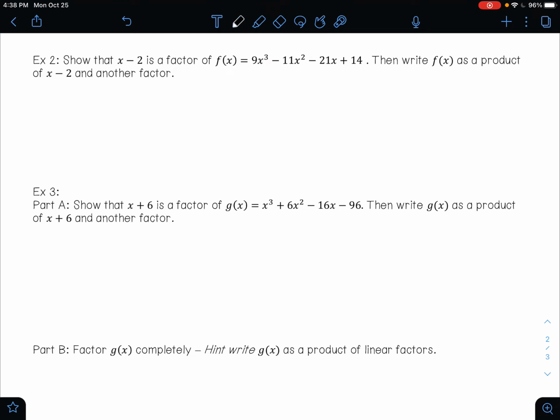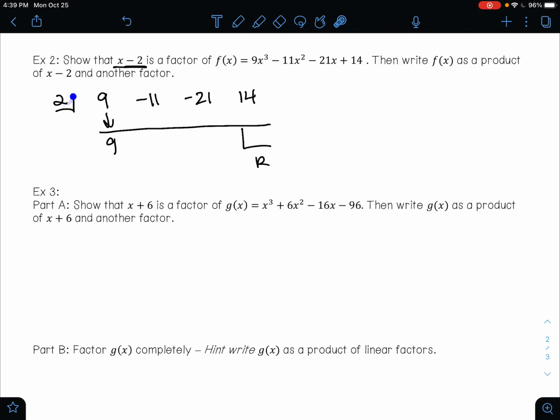So my coefficients are 9, negative 11, negative 21, and 14. You always are going to begin by bringing down your first coefficient. And then we want to divide this by x minus 2. And so positive 2 is going to go in our top left-hand corner. And whatever I get here is my remainder. So let's see what we get.